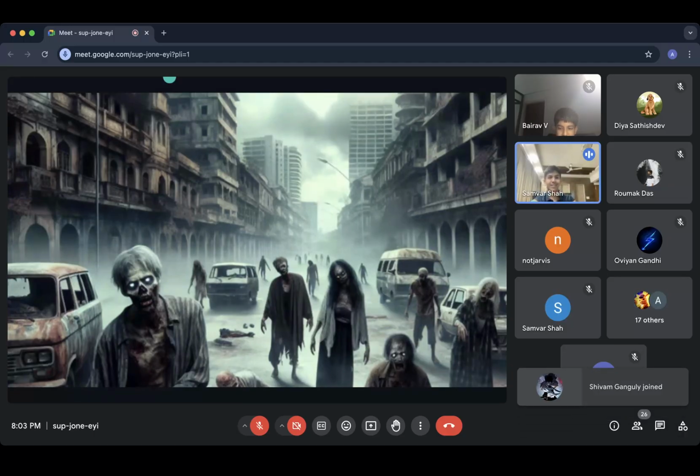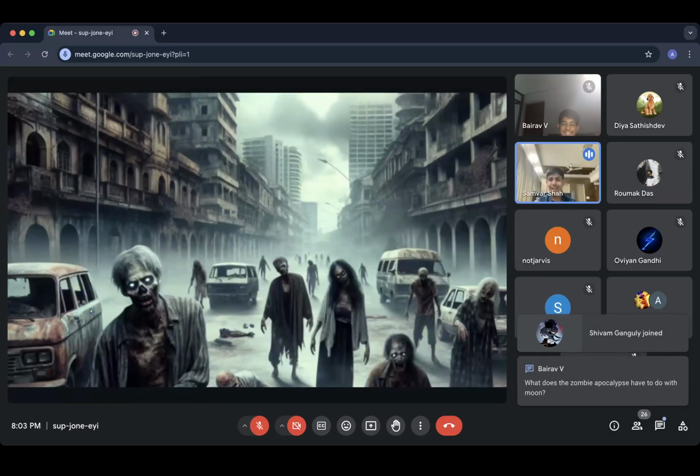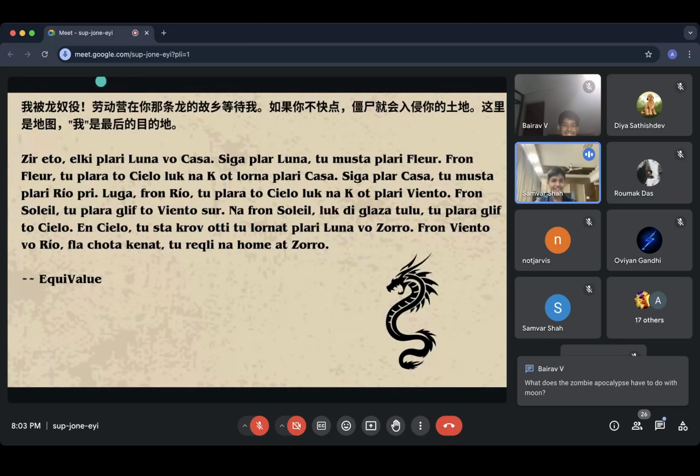So, as you can see from my screen, we have a zombie apocalypse, and a scroll was found from someone named Equivalue with a request for help.